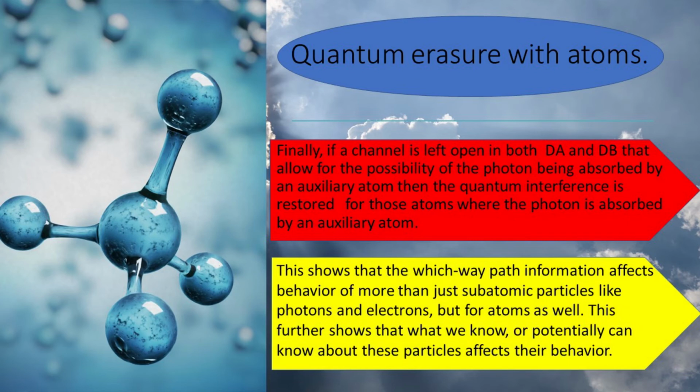Finally, if a channel is left open in both DA and DB that allows for the possibility of the photon being absorbed by an auxiliary atom, then the quantum interference is restored for those atoms where the photon is absorbed by an auxiliary atom. This shows that the which-way path information affects the behavior of more than just subatomic particles like photons and electrons, but atoms as well. This further shows that what we know or potentially can know about these particles affects their behavior.